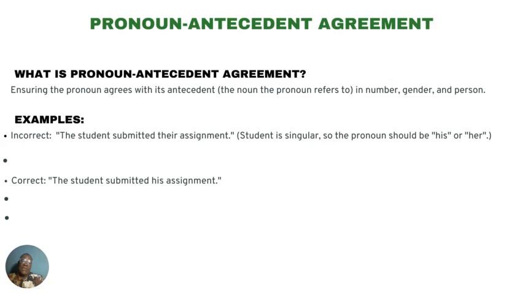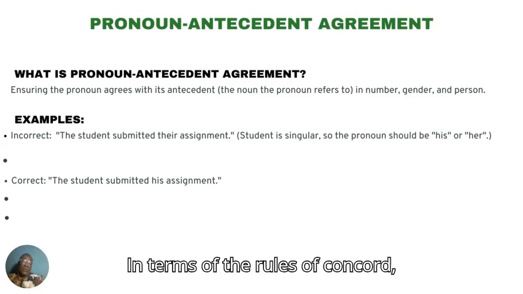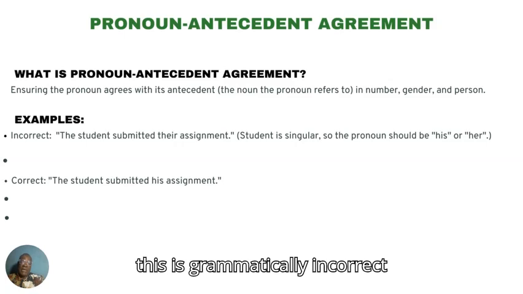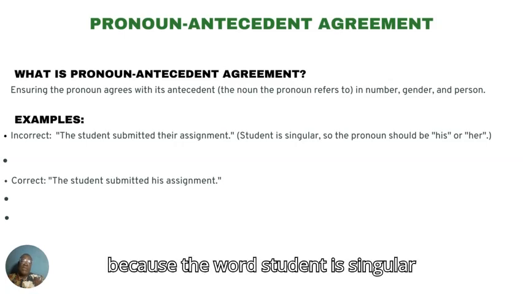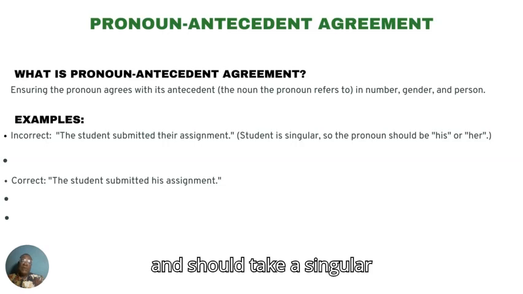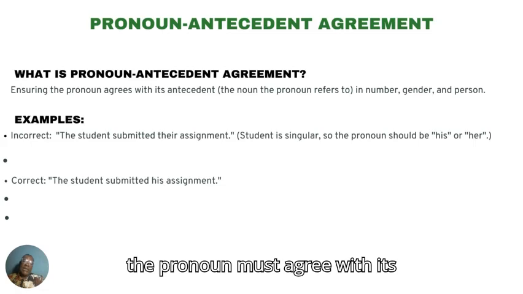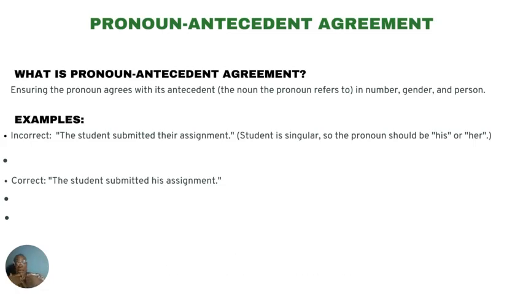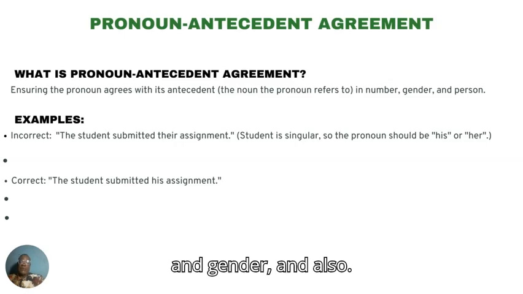But in terms of the rules of concord, this is grammatically incorrect because the word student is singular and should take a singular pronoun, which means the pronoun must agree with its antecedent in number and gender, and also in terms of person.